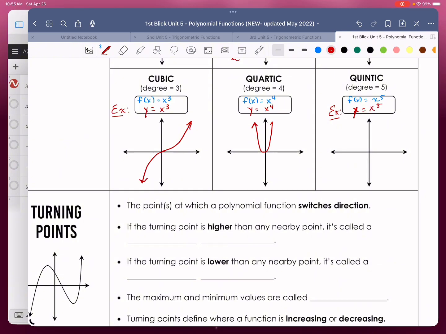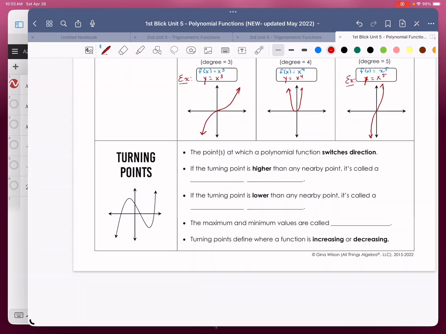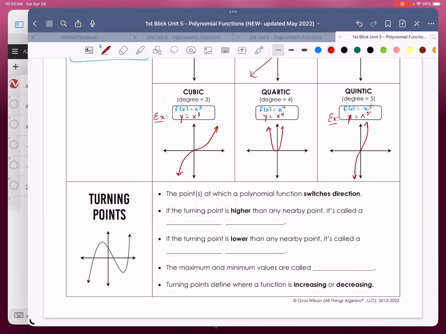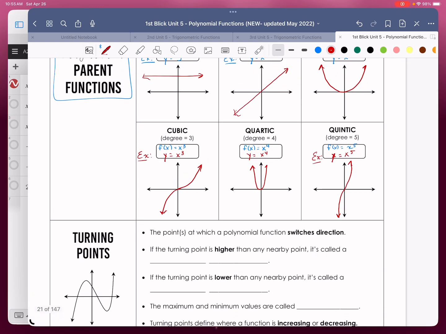And graphing that, it's going to look very much like your cubic, only it's just going to be narrower. So it's going to go up like this, down like that, closer to your y-axis. Okay, so let's learn some new vocabulary. Turning points. All of these things changed, well, except for the linear ones.